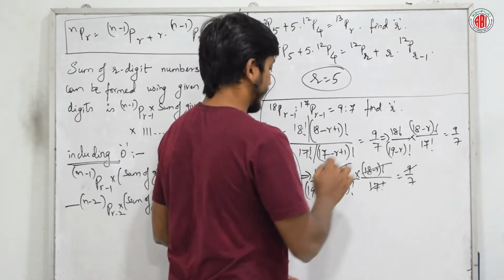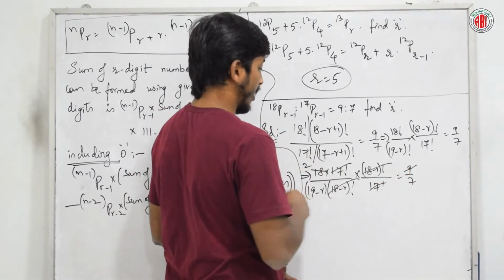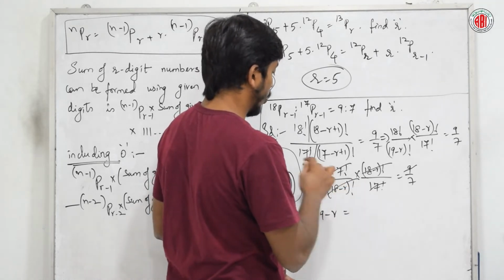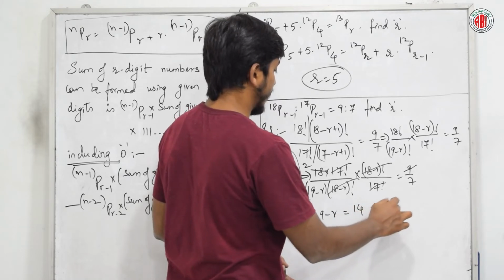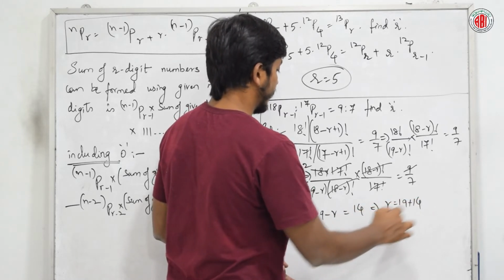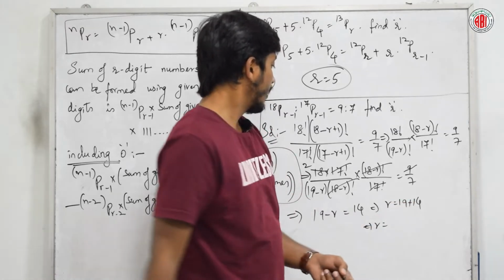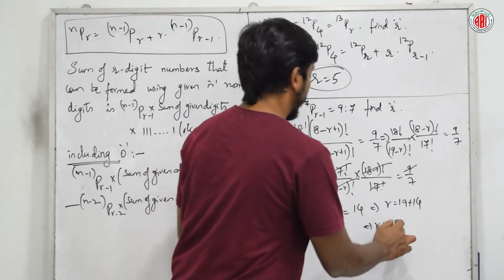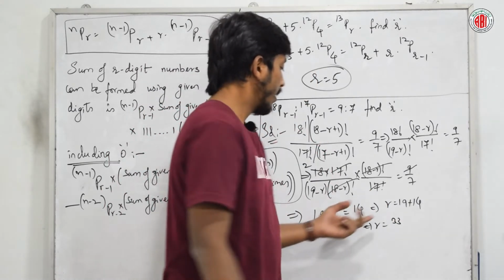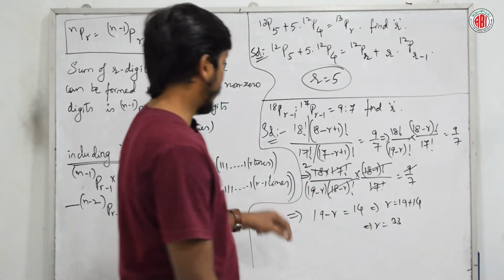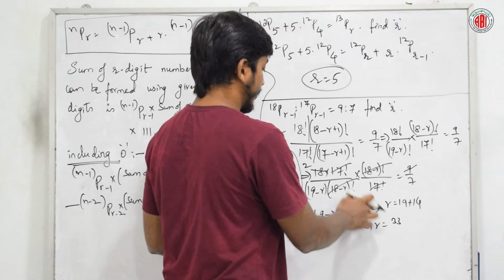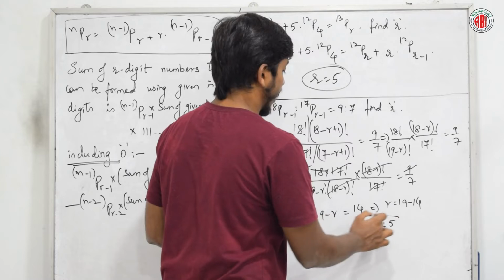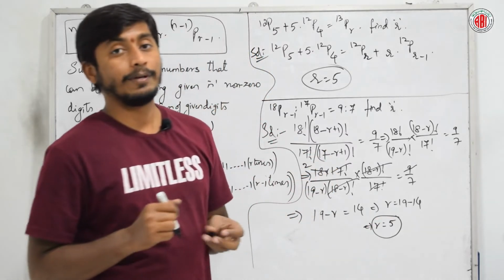If possible, we can cancel this also. 9 ones are 9, 9 twos are 18. So what is left? 19 minus r is equal to 14. So what is r? 19 plus 14. Simply r is, are we leaving something? No, right? What is 19 plus 14? 33. Okay, is it clear? Once again you can see here 19 minus r is 14, so r is equal to 19 minus 14, sorry. So this is nothing but r is 5. Is it simple or not?